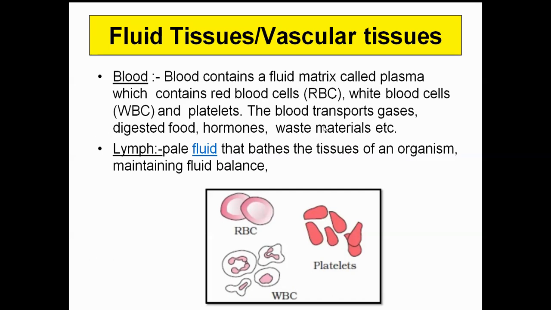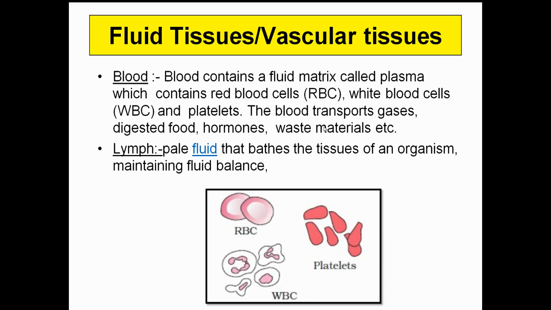Fluid tissue. We have two types of fluid tissue, that is blood and lymph. Blood provides all sorts of fluid matrix to the body organs, and it is the actual type of connective tissue because it connects your head to the toe. So the whole body is formed in one single way, that is because of blood. It contains various types of cells, that is RBC, WBC, and platelets. Blood also transports gases, food, as well as hormones and waste material.